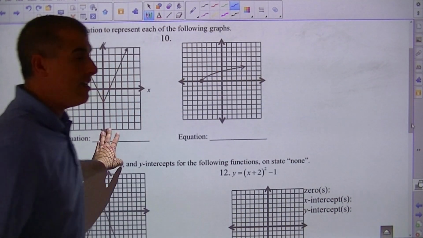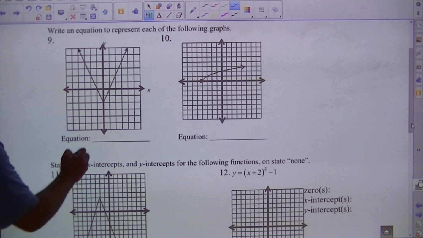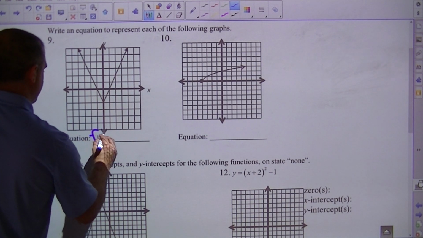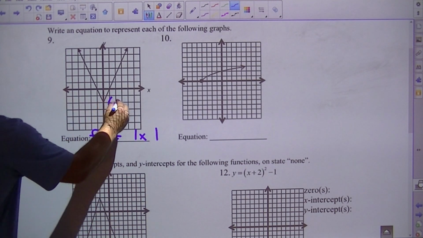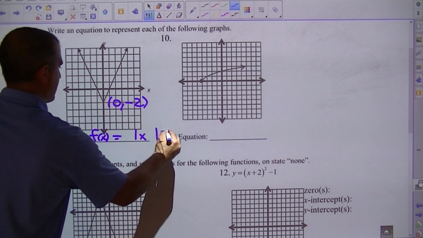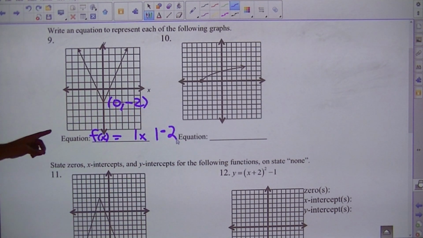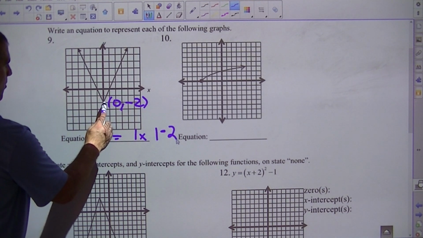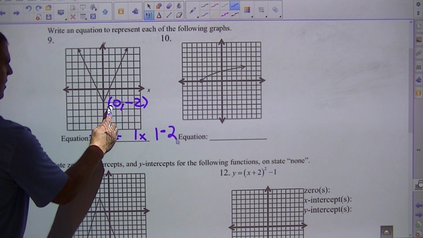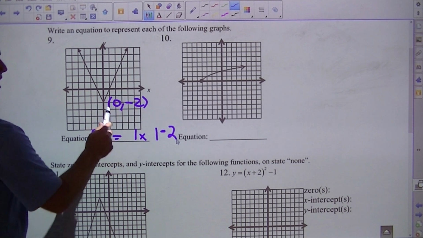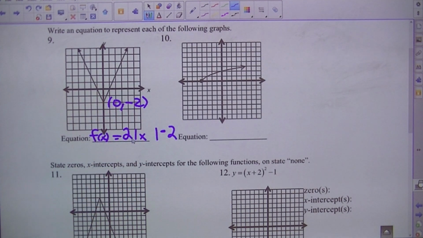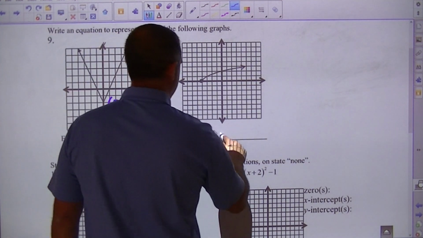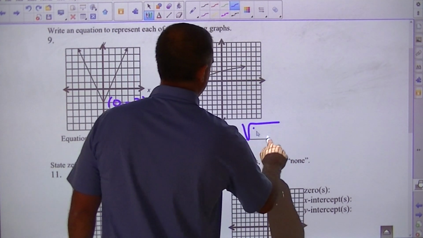9, pretty easy. This is an absolute value problem. So I start out by putting the absolute value. The anchor is 0, negative 2, so I'd have a negative 2 out here. What I need to do is get this number out front. I count 1 right of the anchor, and I go up until it hits my shape. I count 1 right, 1, 2 till it hits the shape, so a 2 goes out front.